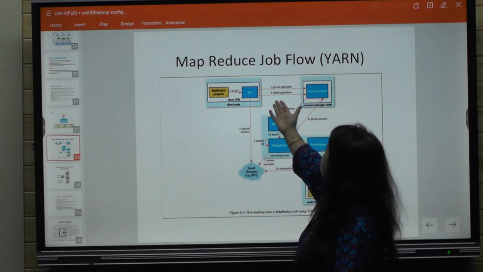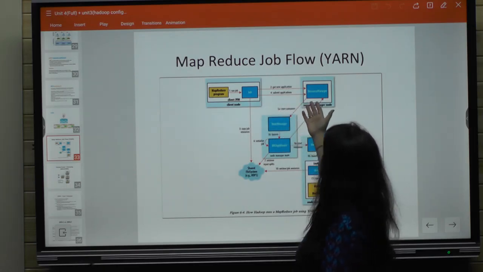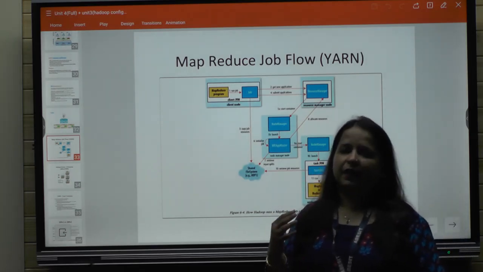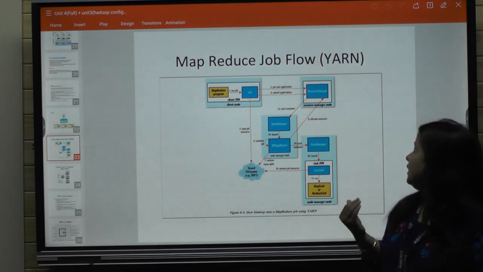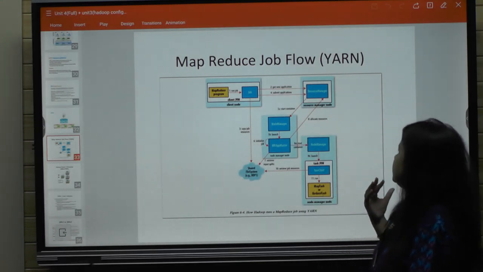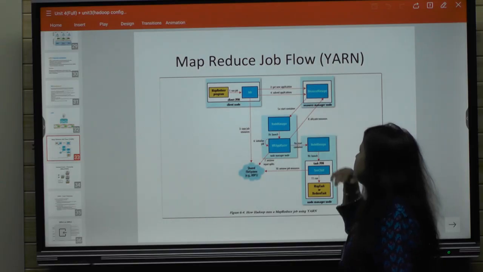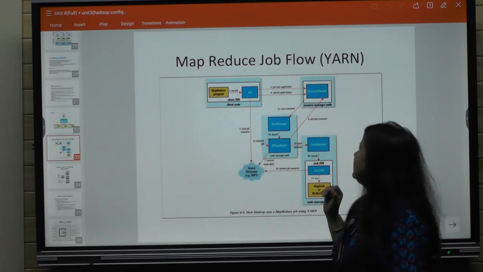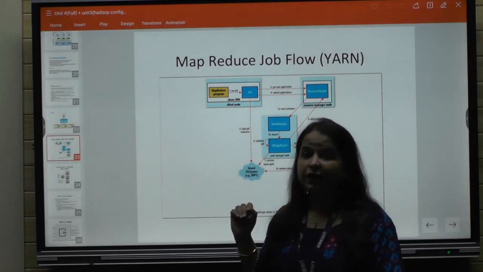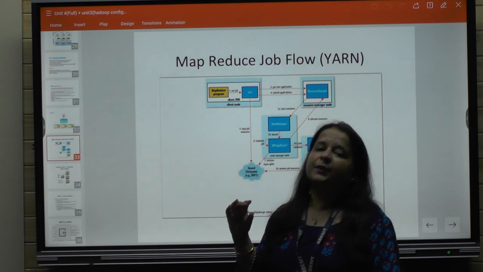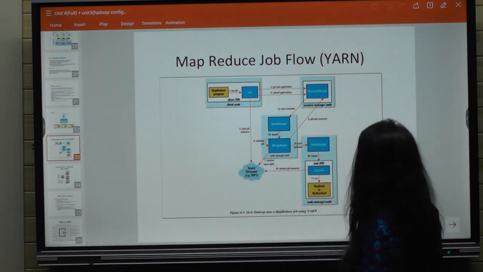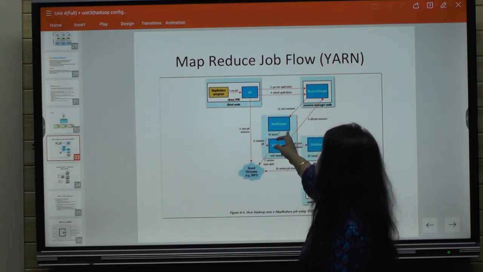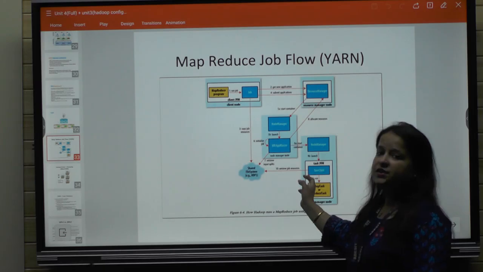Then fourth is the job client submitting the application, meaning all the formalities needed, the hardware and software configuration needed to start the job, are submitted to the resource manager. Then the resource manager starts the container. The container handles the actual MapReduce task that runs on the task JVM. Then the node managers work as slaves on each data node.